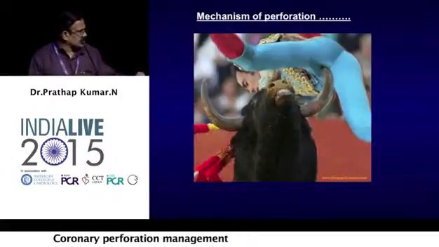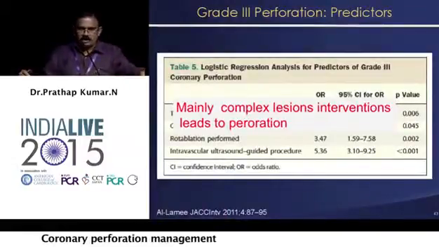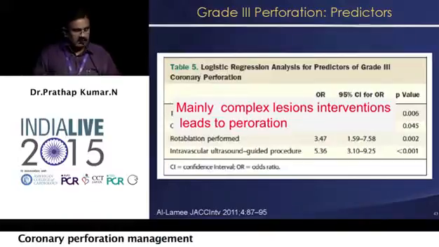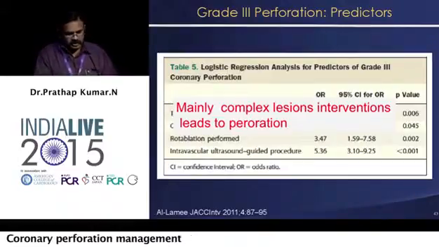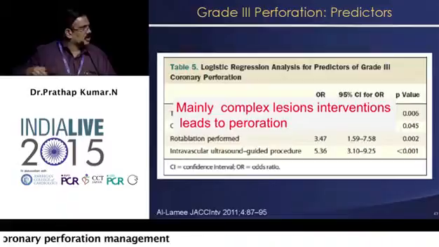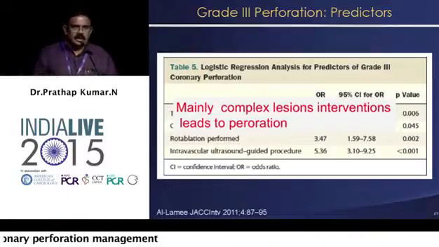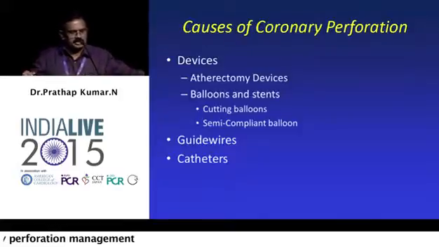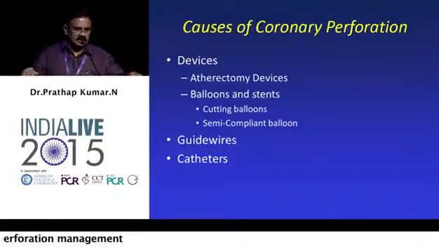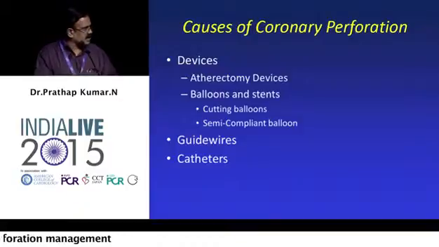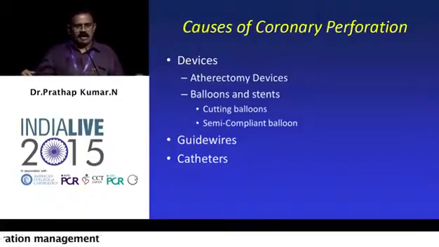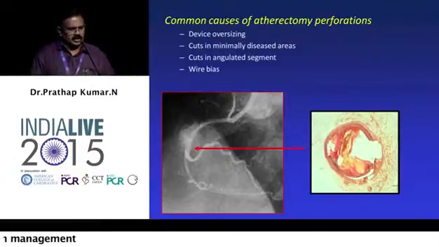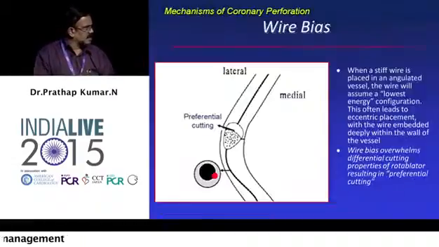The mechanism of perforation is actually type B2 or C lesions, coronary occlusion, rotablator, and some earlier data showing IVUS guided procedures. But you can see that it is mainly complex interventions that lead to perforation, not simple ones. Causes of coronary perforations are devices, guide wires, and catheters. Devices are mainly atherectomy devices and balloons and stents. With devices, oversizing is one common cause, cuts in minimally diseased areas, cuts in angulated segments, and wire bias.